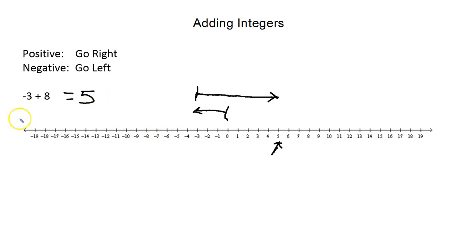So remember, when you are moving left on the number line, it's because your number was a negative. So we start at 0, we move back to negative 3, then we start at negative 3 and we add positive 8 and move back to the right. And we end up at 5, which is our correct answer.